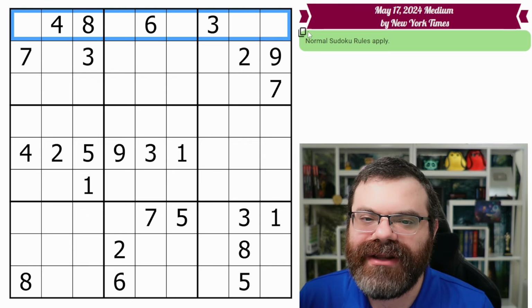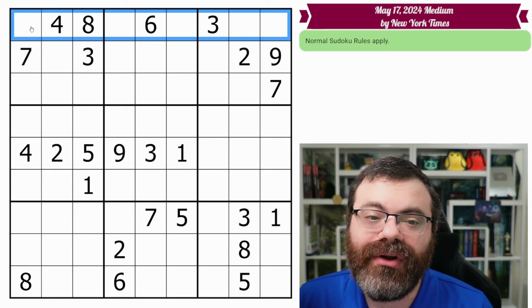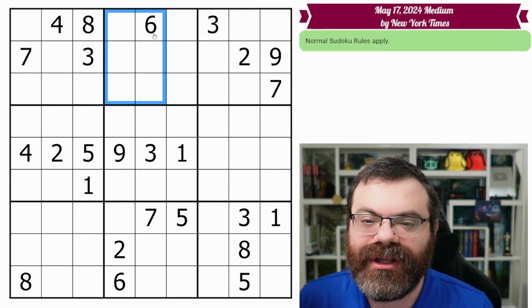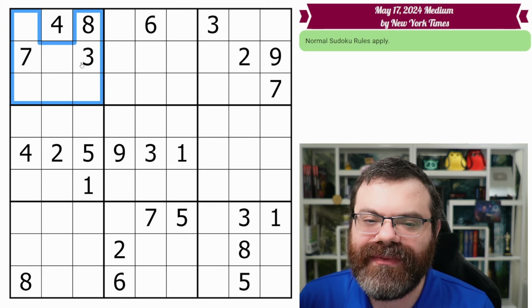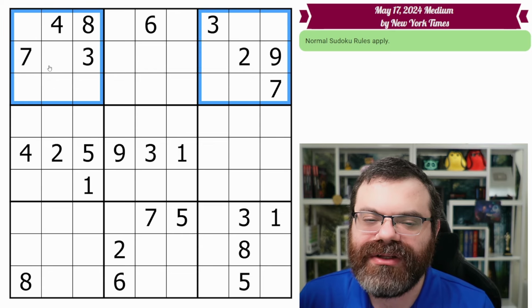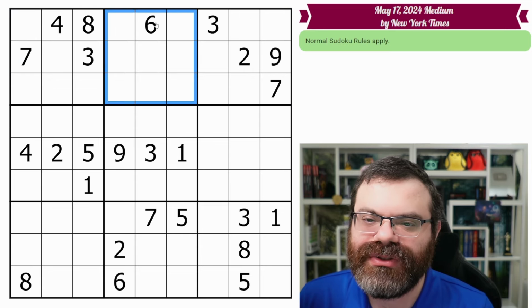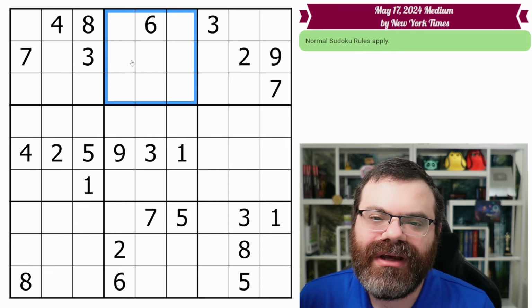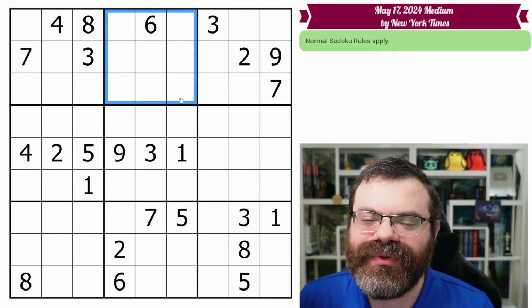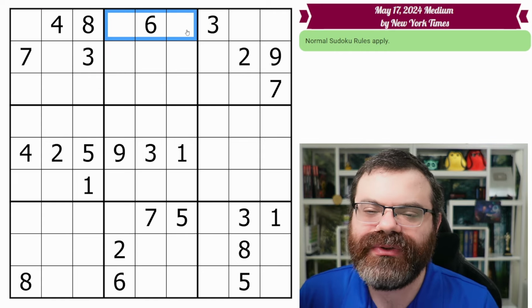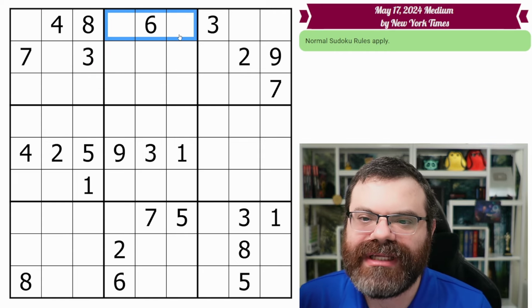And so the final 7 will be in row 1. But also, we need 1 in box 1, 1 in box 2, and 1 in box 3. So the 7 in box 1 and the 7 in box 3 are known, so the final 7 should also be in box 2. So if the 7 needs to be in row 1 and it needs to be in box 2, it has to be in the intersection of those two. And so it ends up in one of these 3 cells.